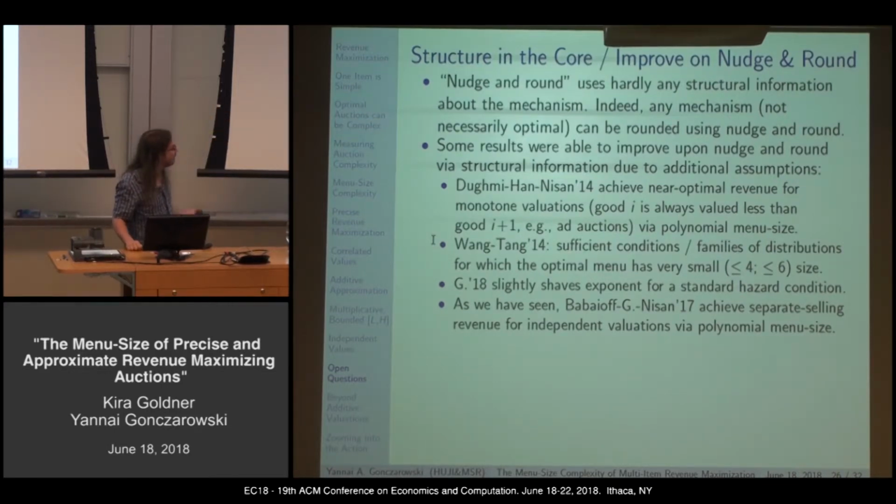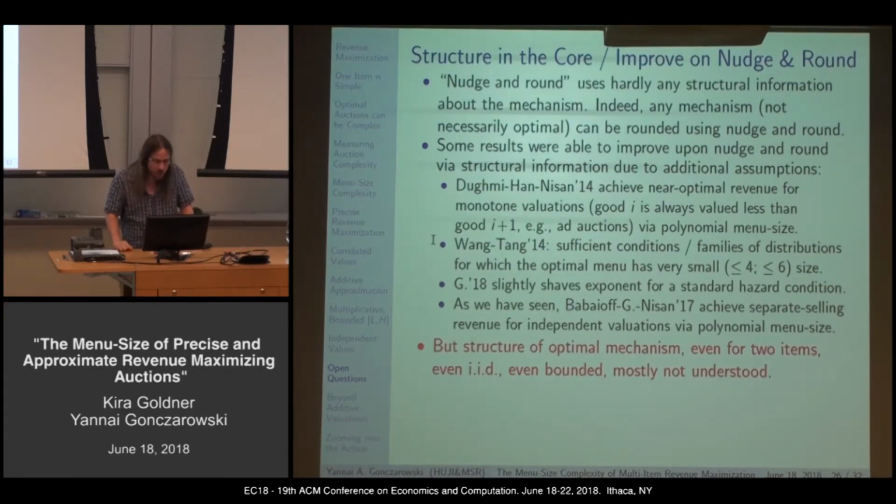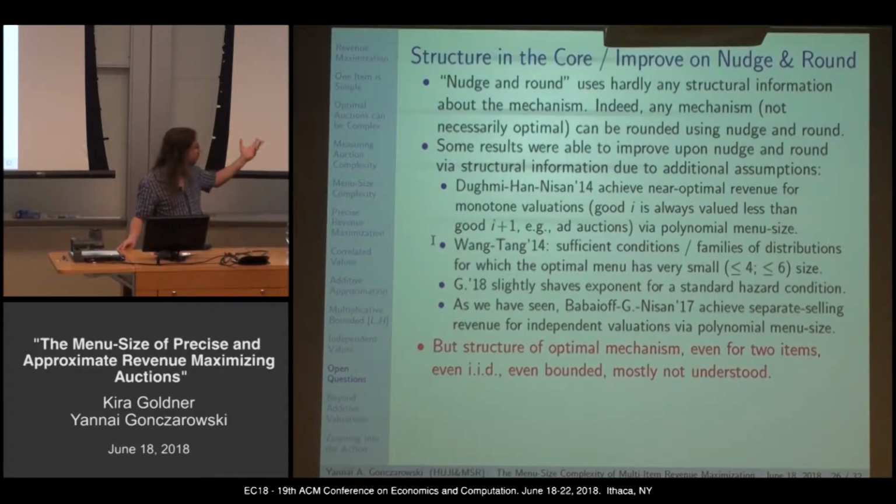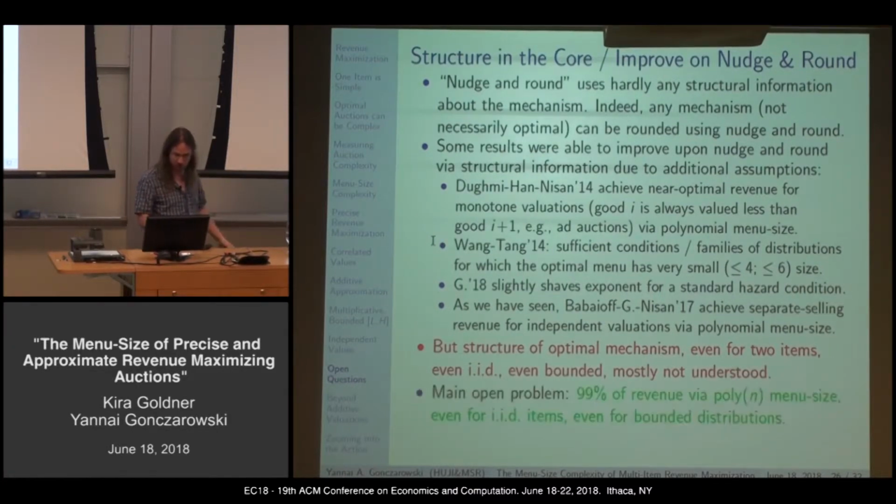So a lot of times when we have some kind of knowledge about the structure of the optimal mechanism, we can do something that's much better than nudge and round. Unfortunately, we have no idea, or almost no idea, what the structure of the optimal mechanism is, even for two items, even IID, even bounded. So that's a very large open question within multi-item revenue maximization, and having any kind of slight answer to that, or some kind of more structure in that, could maybe be something that would be useful here.